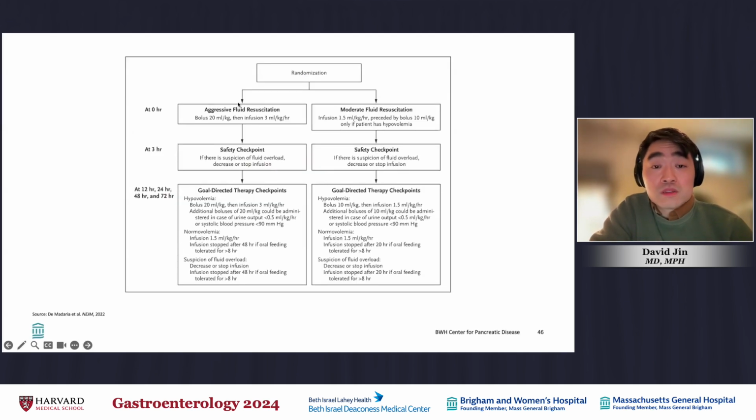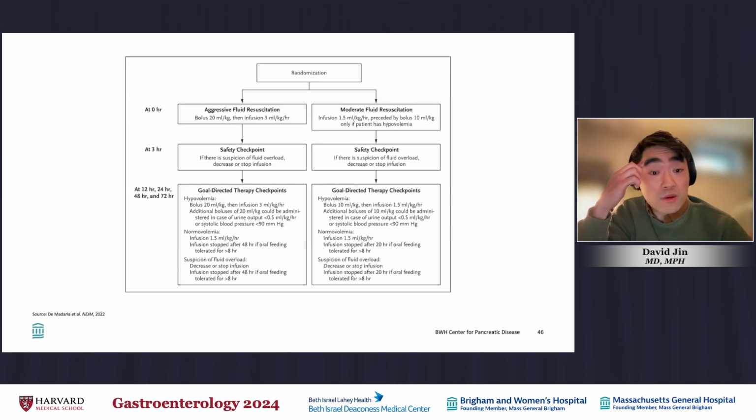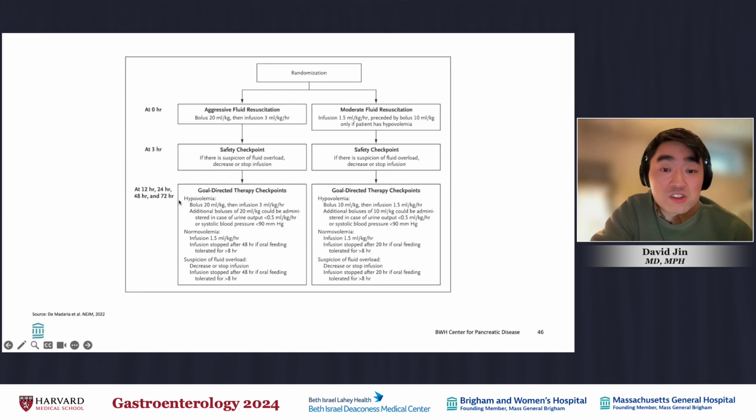This was the protocol. So half of patients were randomized to aggressive IV fluids. These patients were bolused at 20 cc's per kilo and then started on a maintenance fluid regimen of 3 cc's per kilo per hour. The other half were randomized to the moderate resuscitation group. They essentially received half of that. They were bolused 10 cc's per kilo, or no bolus if they were euvolemic, and then they were maintained on 1.5 cc's per kilo per hour. There were various safety checkpoints as well as goal-directed checkpoints.